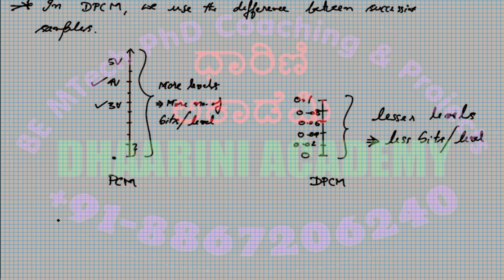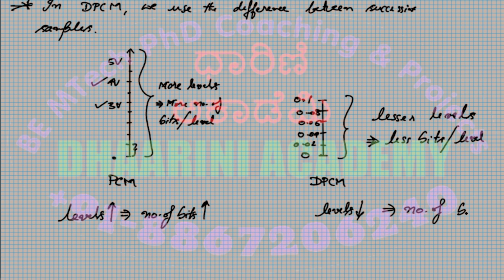As I can see, levels increase here, which means even the number of bits increase in this case. Whereas in case of DPCM, you have lesser levels, levels reduced. This implies the number of bits is reduced, not by a small factor, but by a very huge factor. Where is 0 to 10 and where is 0 to 0.1? So just see that.